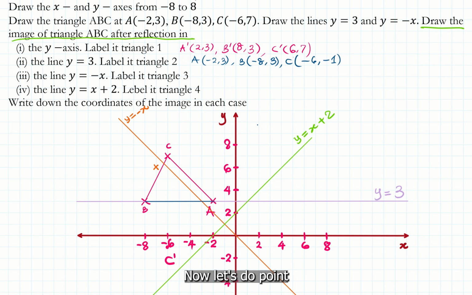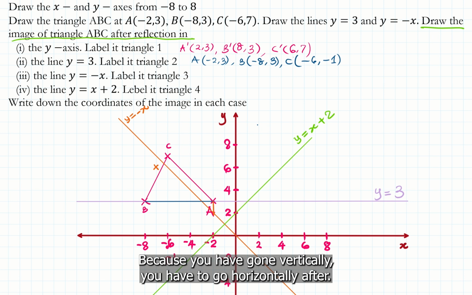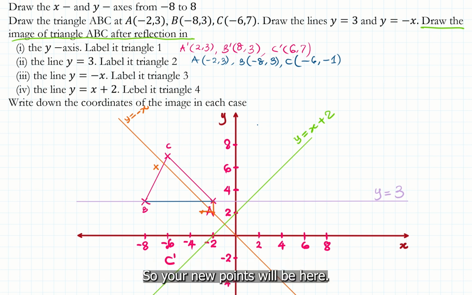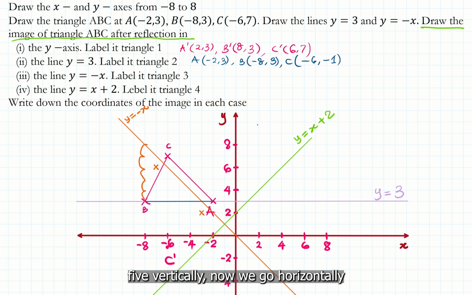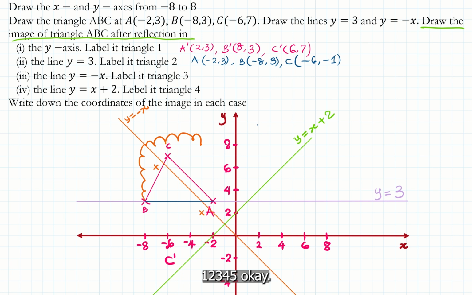Now let's do point A. Count to the mirror line, 1 unit. Because you have gone vertically, you have to go horizontally after. So your new point will be here. Next one we want to do is B. Count from B to the mirror line. You have 1, 2, 3, 4, 5 vertically, now we go horizontally. 1, 2, 3, 4, 5. Okay, so we note that point right there. That's what it's going to give us.